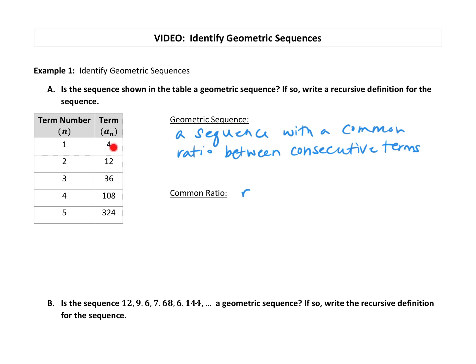So can we take 4 and multiply it by something to get to 12? And we would say, oh, well, yeah, 4 times 3 gets us to 12. Well, does that work to get to the next term? Is 12 times 3 equal to 36? It is. Is 36 times 3 equal to 108? It is. Is 108 times 3 equal to 324? It is. So because we found that there is a common ratio of 3, this is a geometric sequence. So yes, it is. And they want us to write a recursive definition.